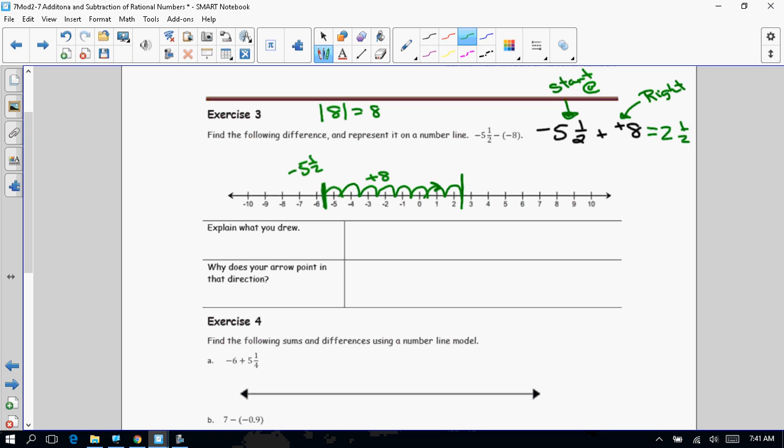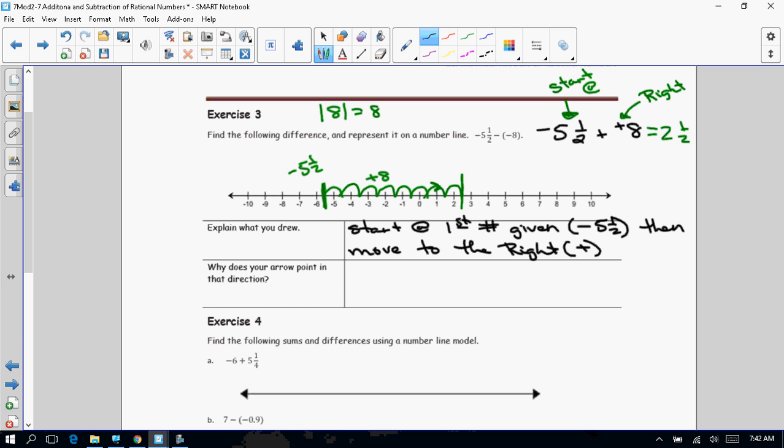So what did we do? We start at the beginning number, right? Start at first number given. In this case, we started at negative 5.5, right? Then move to, in this case, the right, because we had a positive number, 8 spots. Okay? If it had been a negative 8, we would have moved to the left, right?